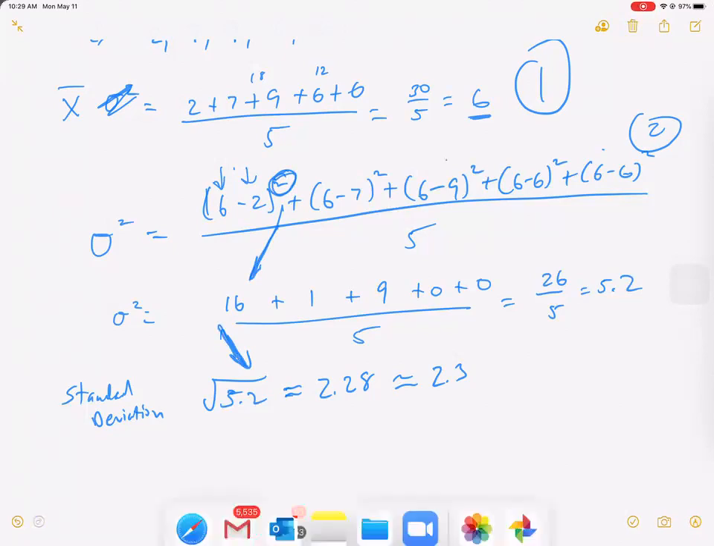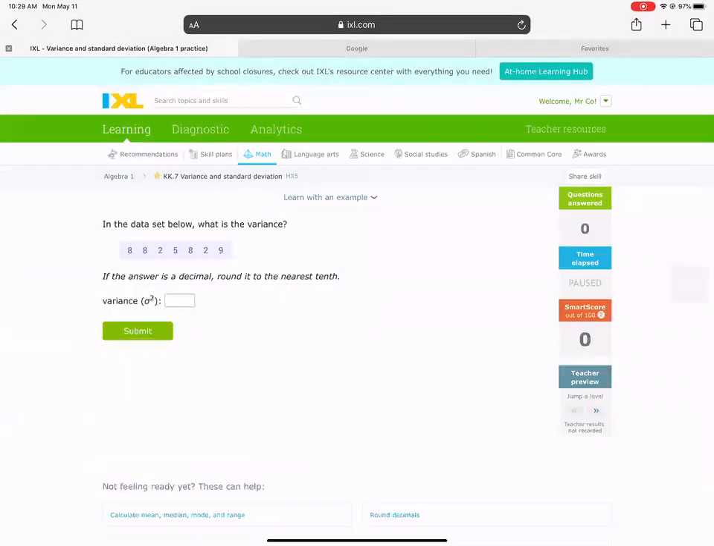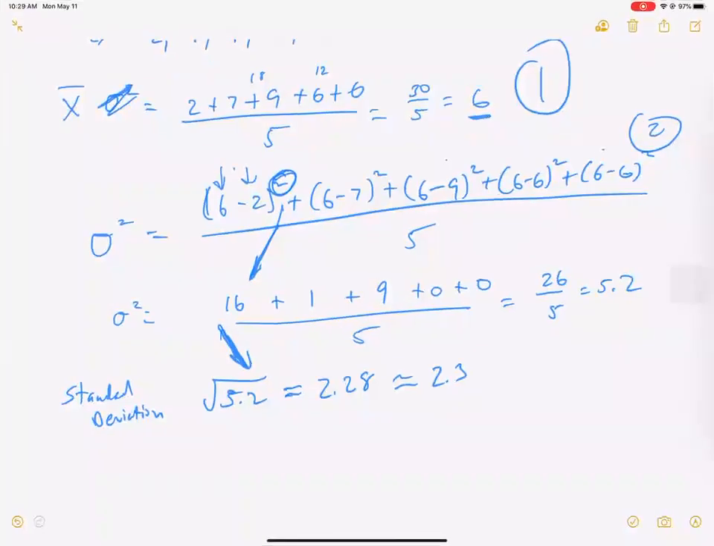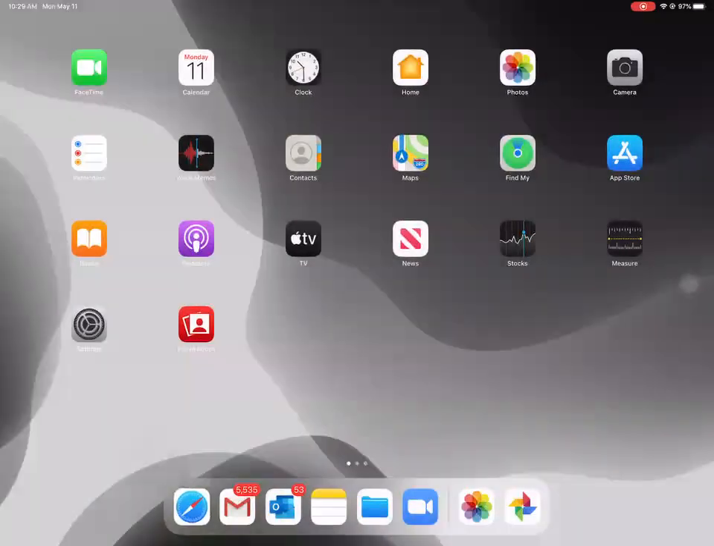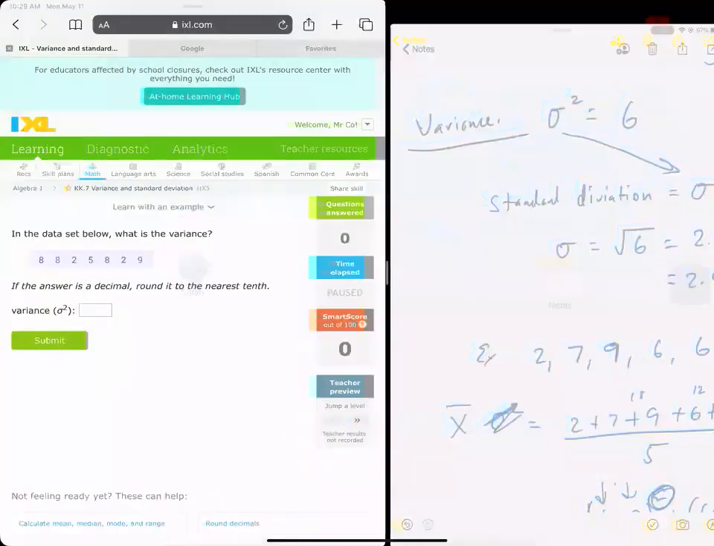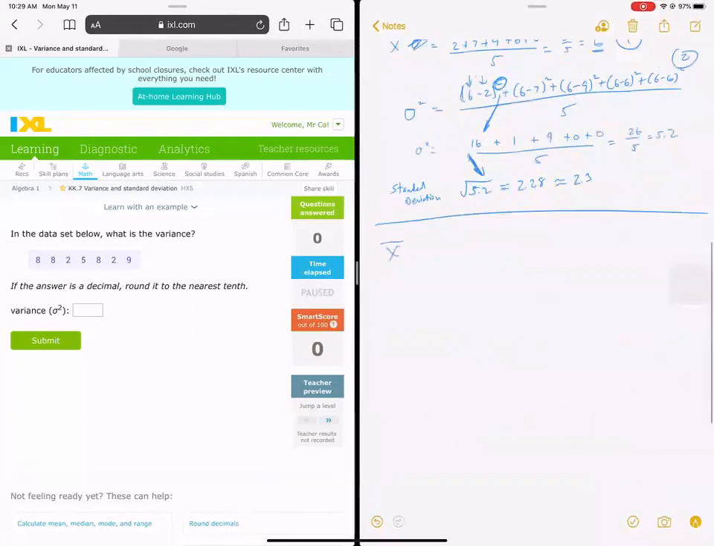Okay, so let's now go to IXL. In IXL, you see problems that look like this, and they're going to ask us to find variance. Well, the problem here has 8, 8, 2, 5, 8, 2, 9. Okay, let me go ahead and pull up our, oops. Okay, so let's do the same thing with this data set. We're going to find our mean first.